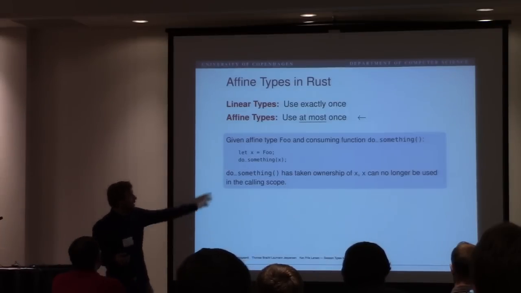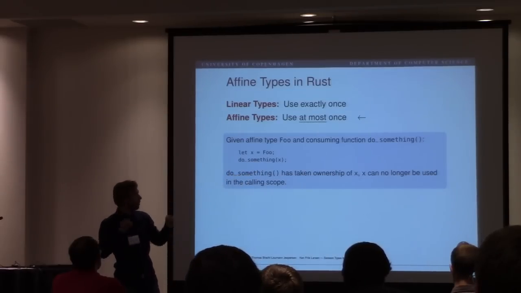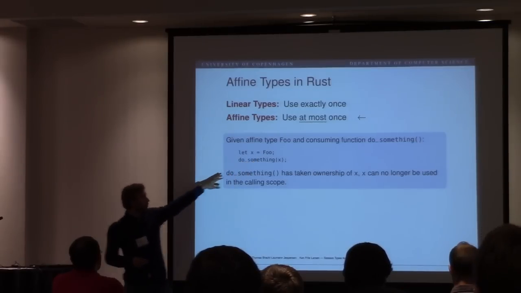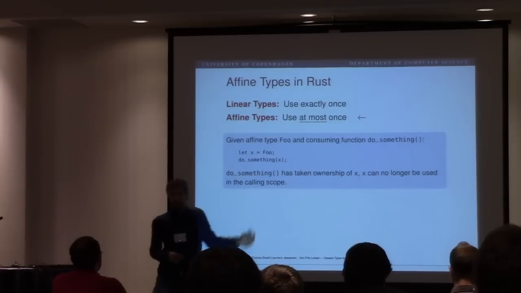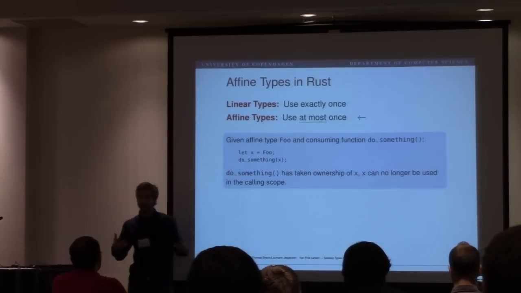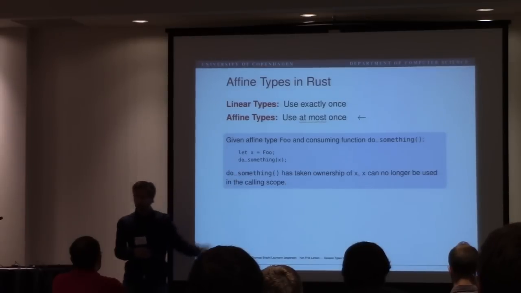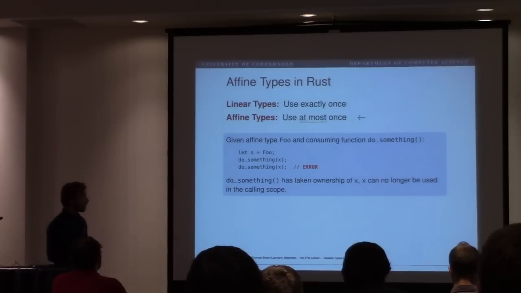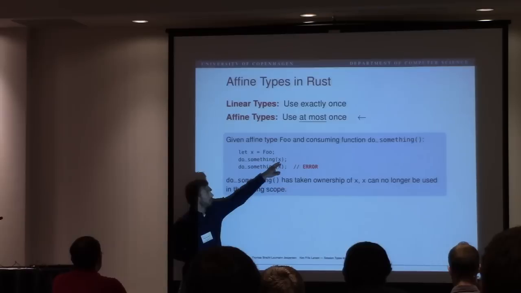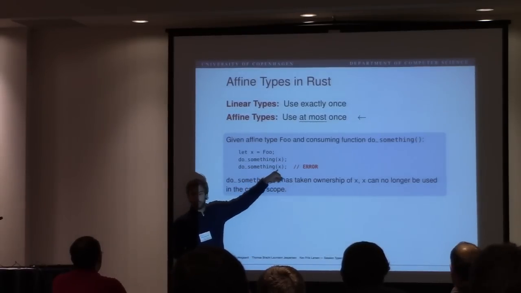What it does is that if we have an affine type Foo and some consuming function do_something, we can instantiate a value of type Foo and then call this do_something function with the value. This call will consume the x, take ownership of the x, and we won't be able to use the x at any later point in this function. So how does that work? Well, this would be an error, for example, because we've already consumed x here. The compiler at compile time would notify you that this is illegal.